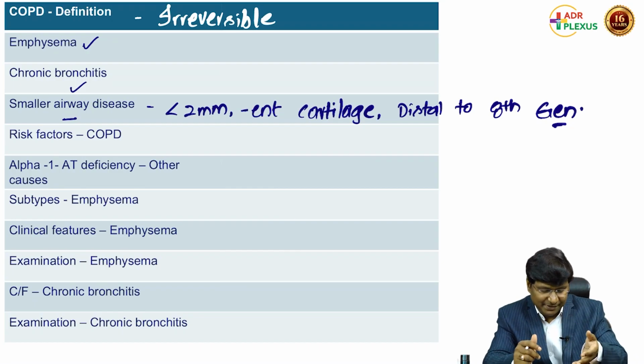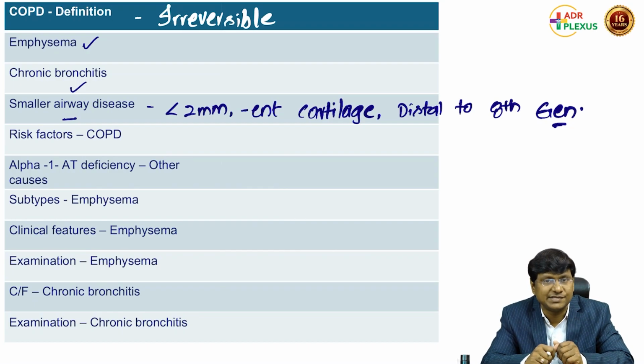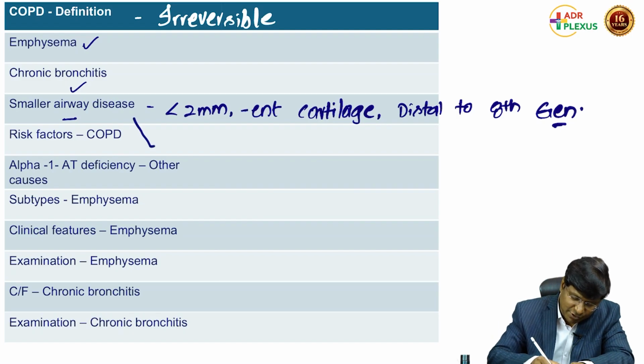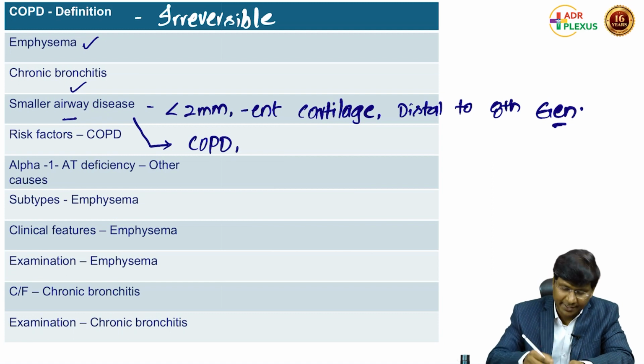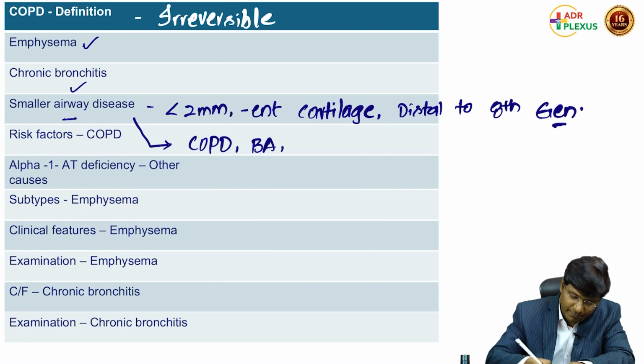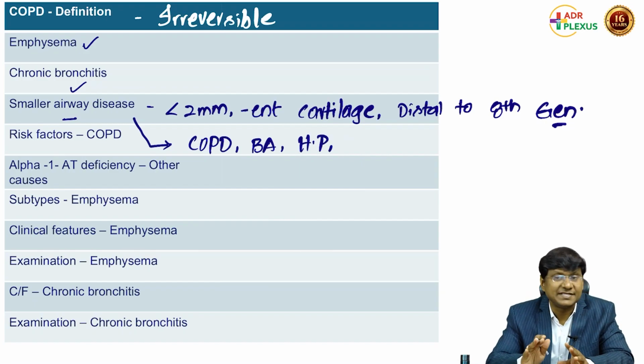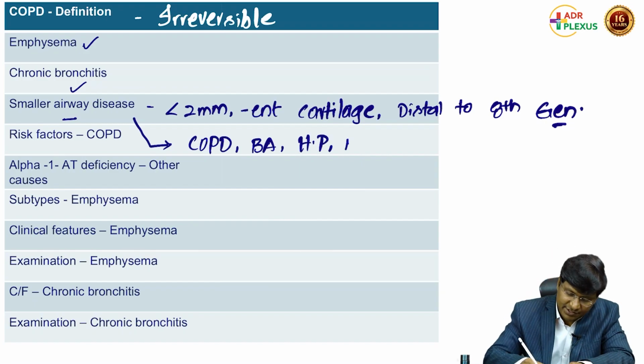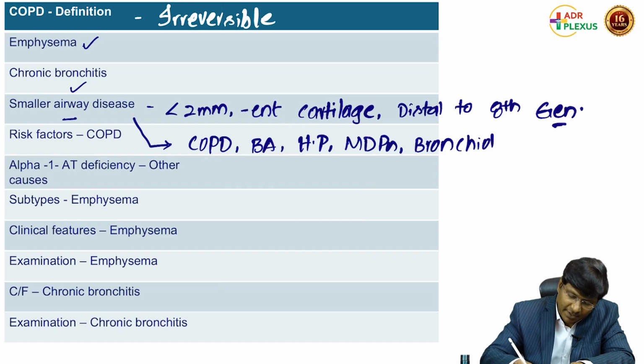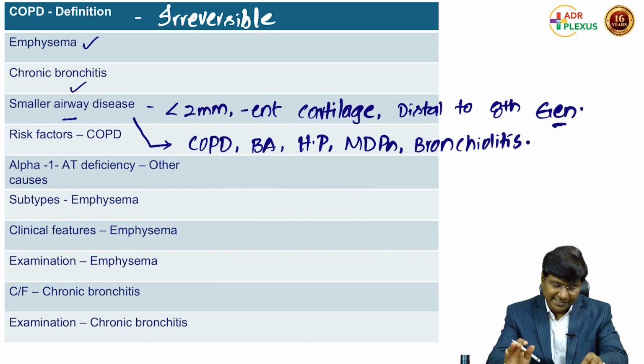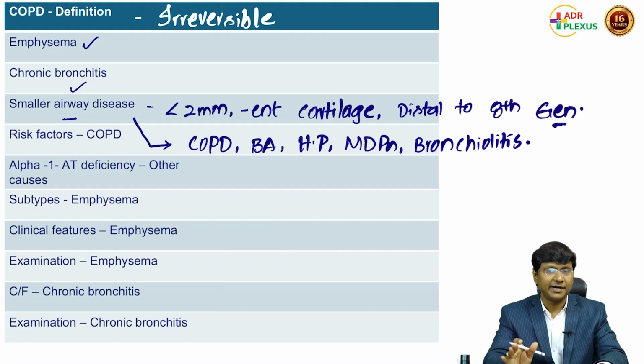Now what are the examples of the smaller airway diseases? So the examples of smaller airway diseases include number 1, COPD, next bronchial asthma, next hypersensitivity pneumonitis, next mineral dust pneumoconiosis, and next is the bronchiolitis. So these are the examples of smaller airway diseases.